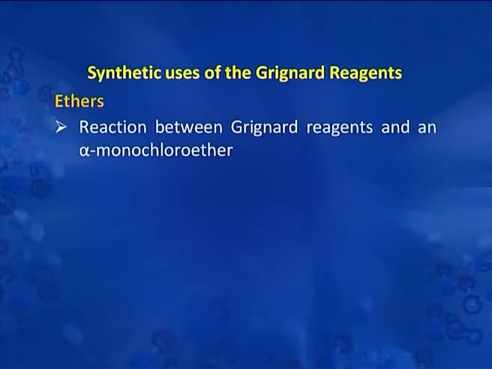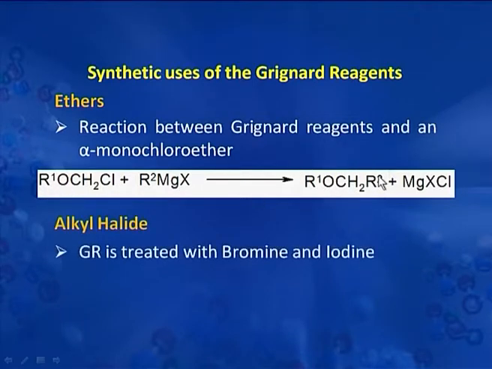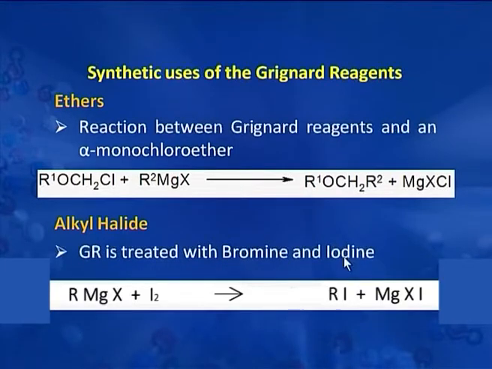We can also prepare ether with the help of Grignard reagent when Grignard reagent reacts with alpha monochloroether. This is the alpha monochloroether, this is the Grignard reagent, and we get ether. Similarly, alkyl halide is obtained when Grignard reagent is treated with bromine and iodine.